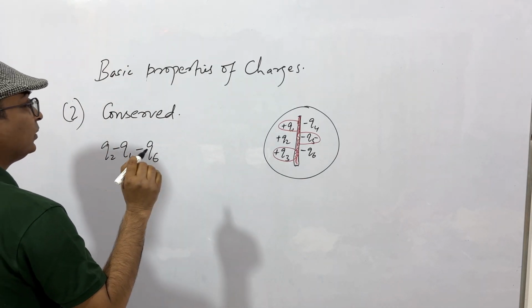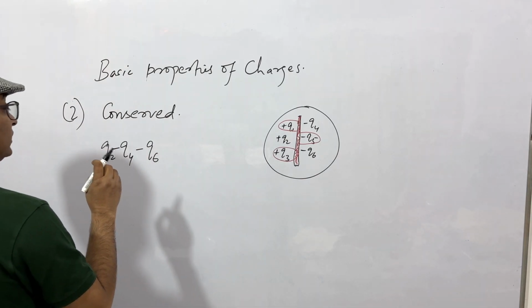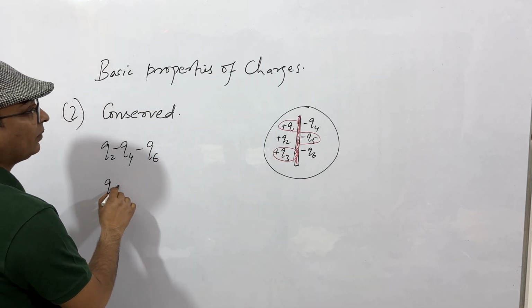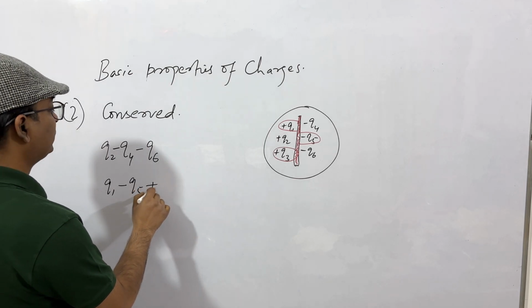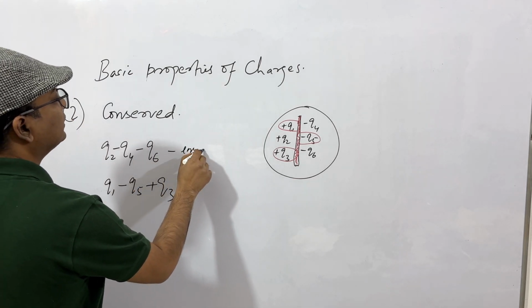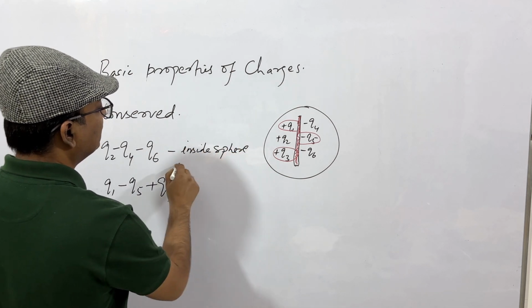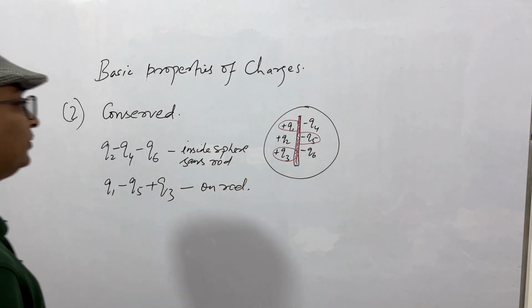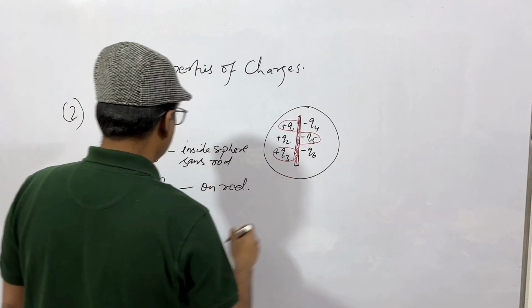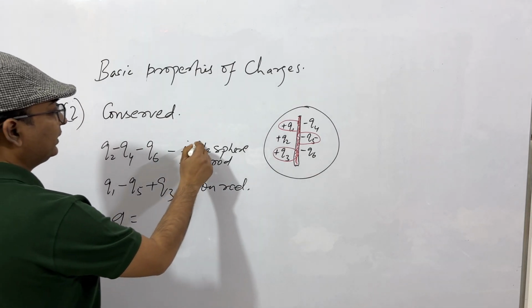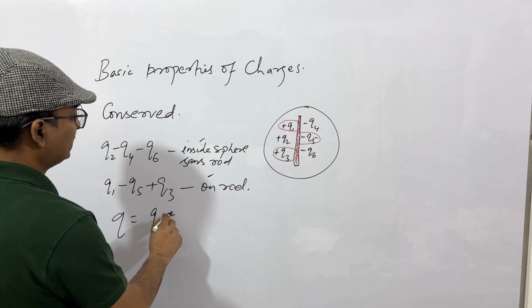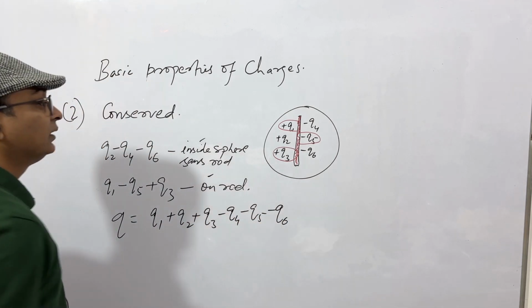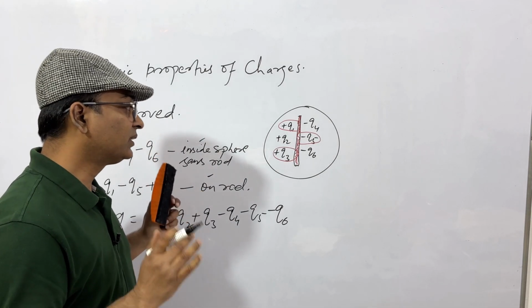But if we say what is the total charge and what are the charges on the rod, we'll say plus Q1, minus Q5 and then plus Q3. So this is inside the sphere sans rod, and this is on the rod. But if we talk of this whole system, what is the total charge in this, then it will be this plus this. That is the same as Q1 plus Q2 plus Q3 minus Q4 minus Q5 minus Q6. That is the charge, the total number of charges remain conserved.